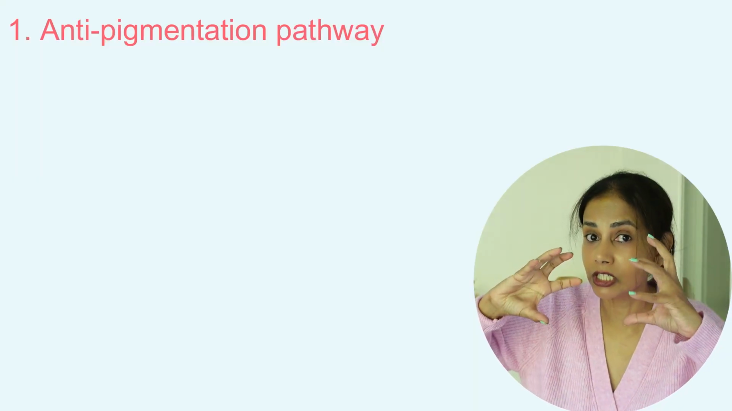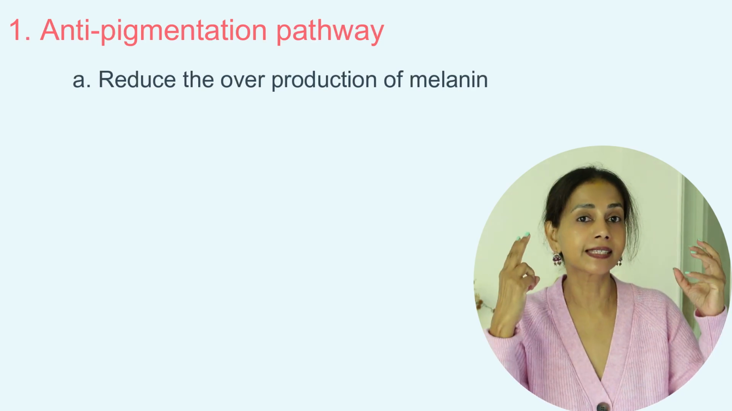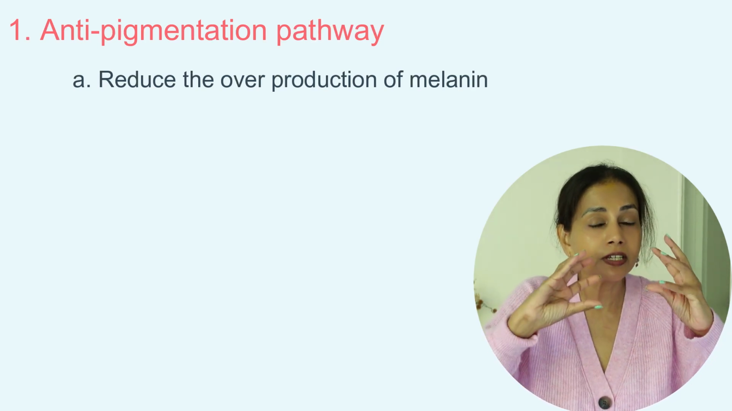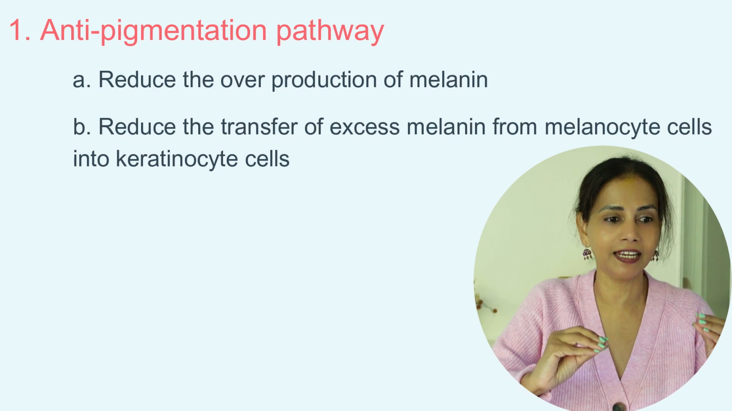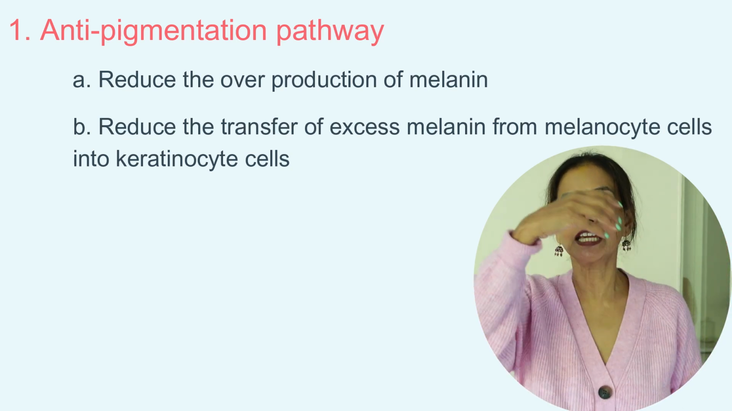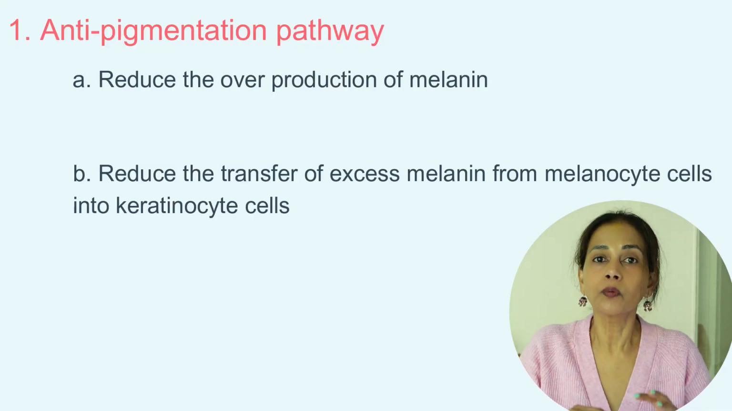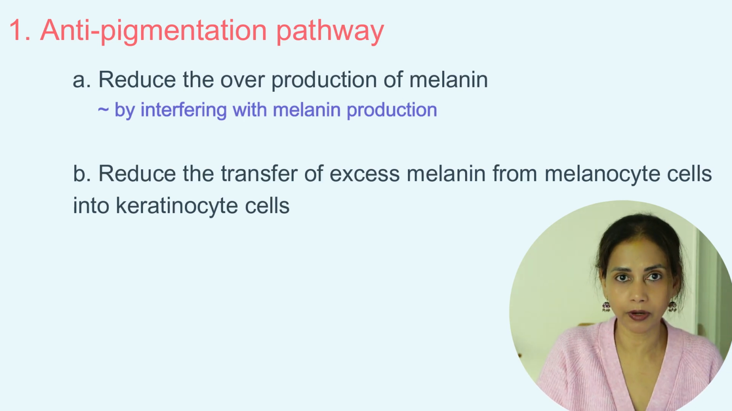The anti-pigmentation pathway is again made up of two different things. First one is if we could reduce the overproduction of melanin. The second is if we could reduce the transfer of this excess melanin from melanocyte cells into the keratinocyte cells. Now the first one, where we reduce the overproduction of melanin, can happen when we interfere with the process of melanin production. For melanin to be produced inside the melanocyte cells, an enzyme is needed. An enzyme is a molecule, a component which helps a chemical reaction in our body.